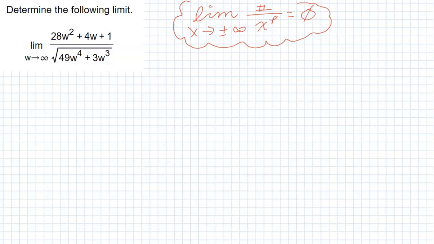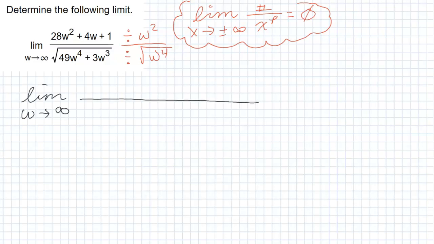Okay, so we are going to divide by w squared, and that's on the numerator. On the denominator, equivalent to w squared would be square root of w to the 4th power, because the denominator has a square root, so I need to divide by square root of that same thing. Okay, so this becomes then limit as w goes to infinity.